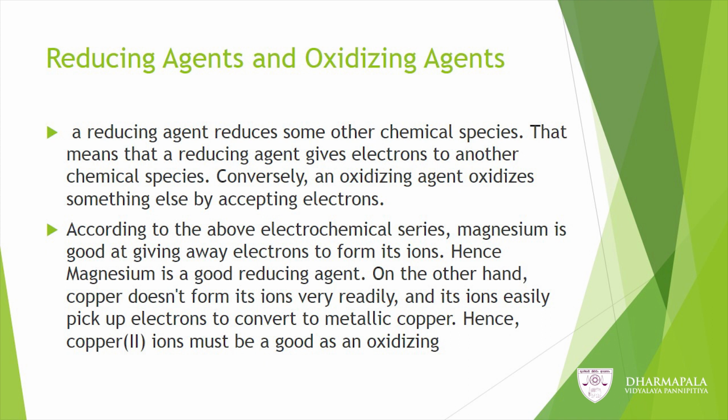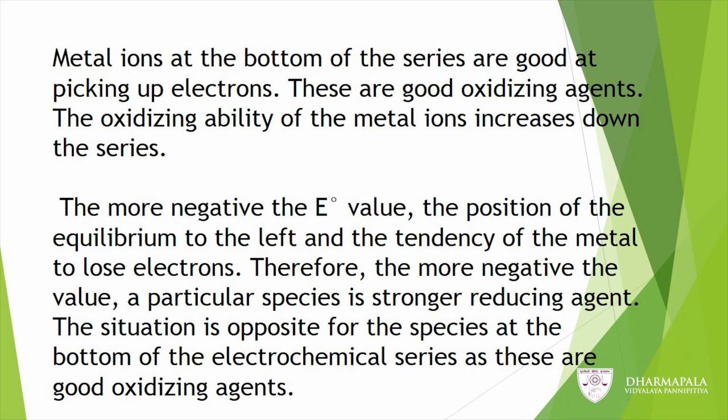On the other hand, copper does not form its ions very readily, and its ions easily pick up electrons to convert to metallic copper. Hence, Cu2+ ions must be good as an oxidizing agent. Metal ions at the bottom of the series are good at picking up electrons. These are good oxidizing agents. The oxidizing ability of the metal ions increases down the series.